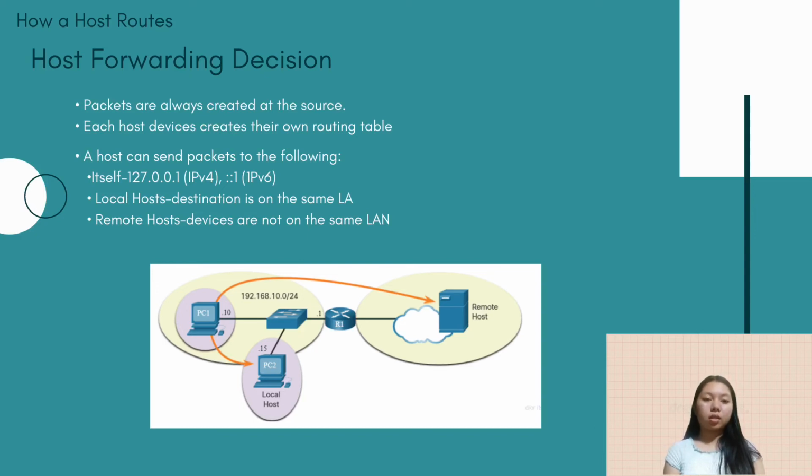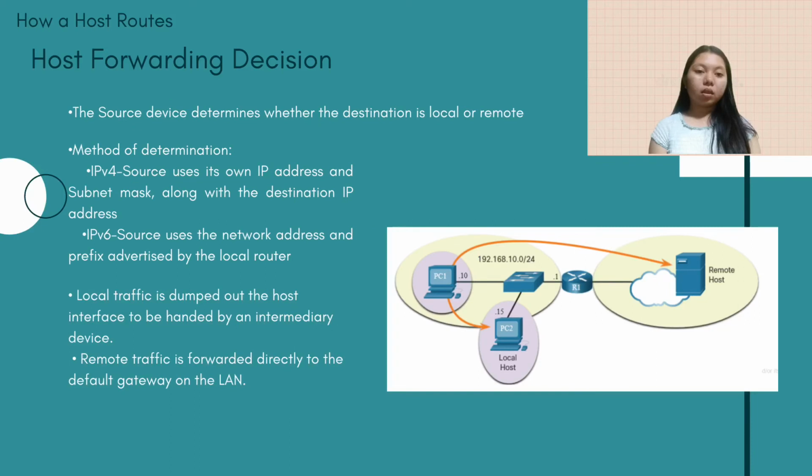A host can send packets to the following: itself, the IPv4 or IPv6 local host; a local host, where the destination is on the same LAN; or a remote host, where the devices are not on the same LAN. The source device determines whether the destination is local or remote.